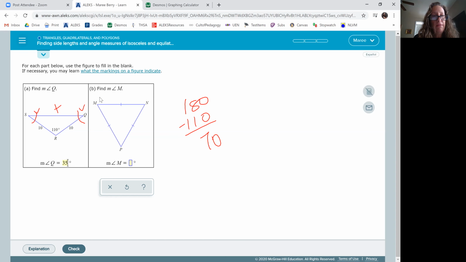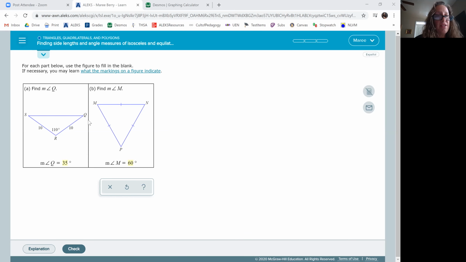On letter B in this triangle MNP, all the sides are the same. So we know that all the angles have to be the same. So we just do 180 divided by 3 or 60 degrees. Any equilateral triangle, all the angles will be 60 degrees. Oh, sorry, this is called an equilateral triangle.